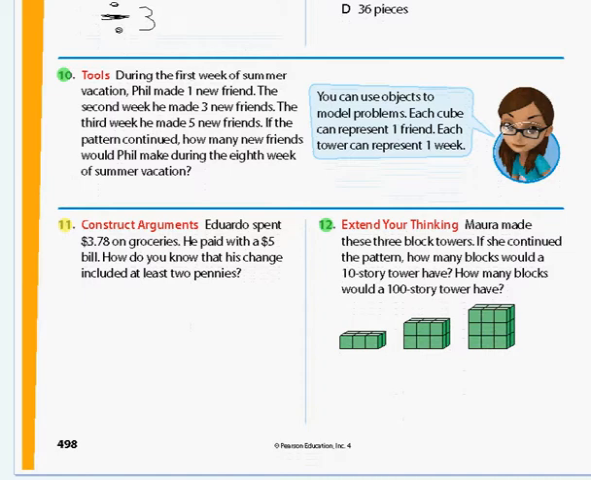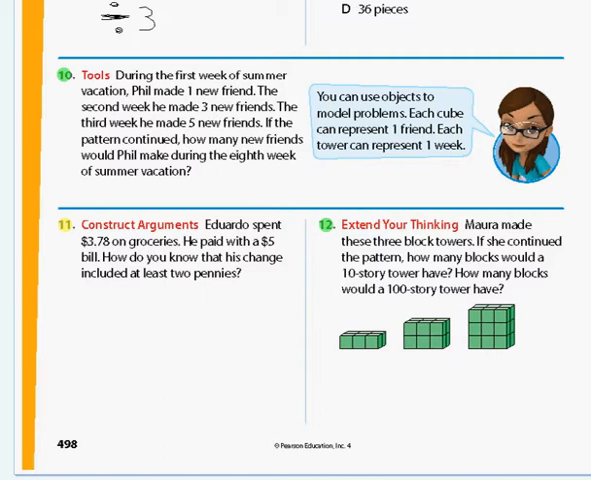Okay, during the first week of summer vacation, Phil made 1 new friend. The second week, he made 3 new friends. The third week, he made 5 new friends. If this pattern continues, how many new friends will Phil make during the 8th week of summer vacation? So, kind of see a pattern here. Let's go ahead and make a table and see if we can find out the answer to this.